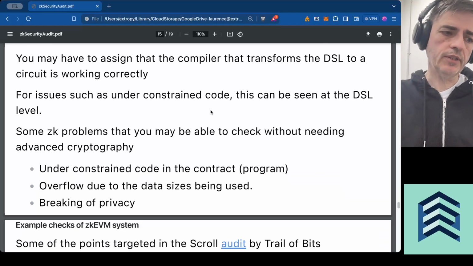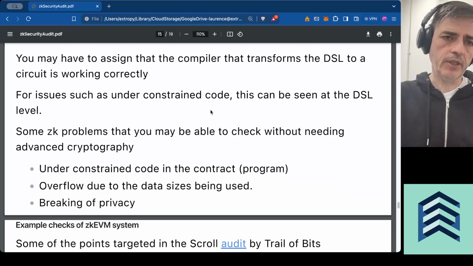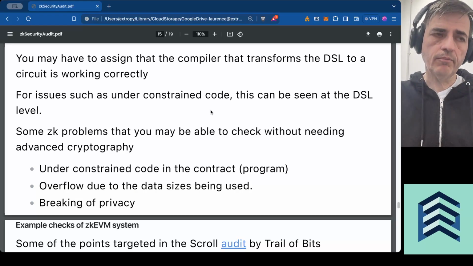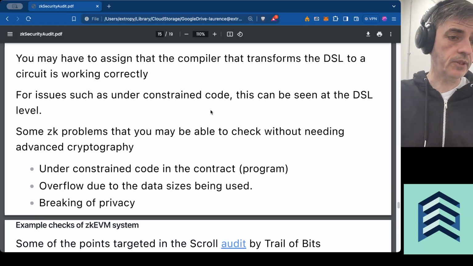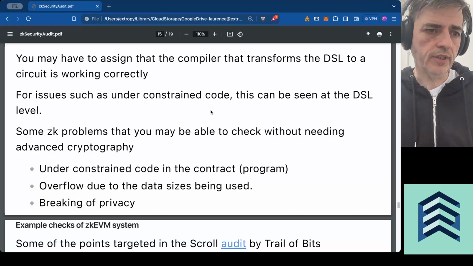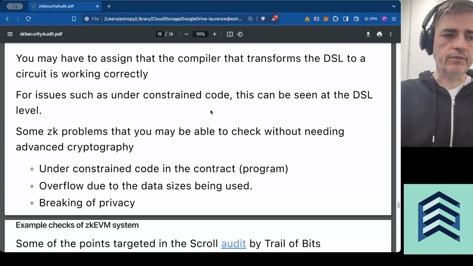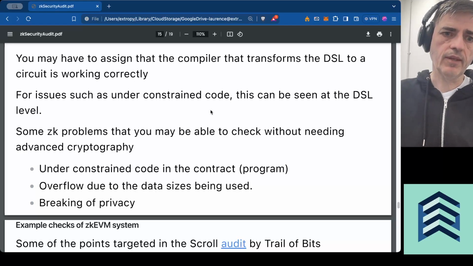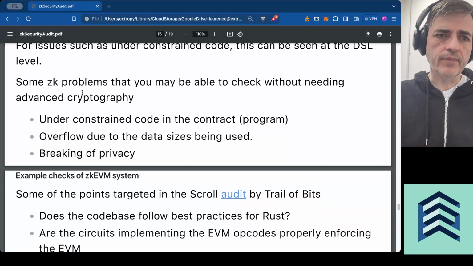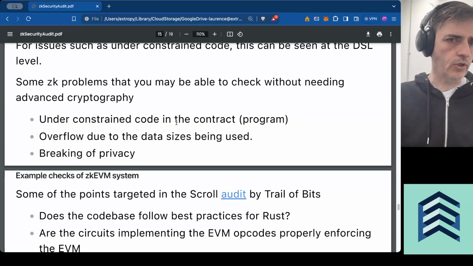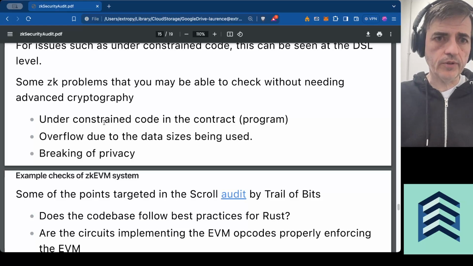But the types of issues that someone without specialist knowledge may be able to find are things such as under-constrained code. This could be seen at the DSL level, because the application at the DSL level should be making sufficient checks about the claim that the prover is making. So even at that level, you should be able to see if those checks are not sufficient, if you're not being rigorous enough. So this is the first point, where some things you can check without needing advanced cryptographic knowledge are things like under-constrained code.